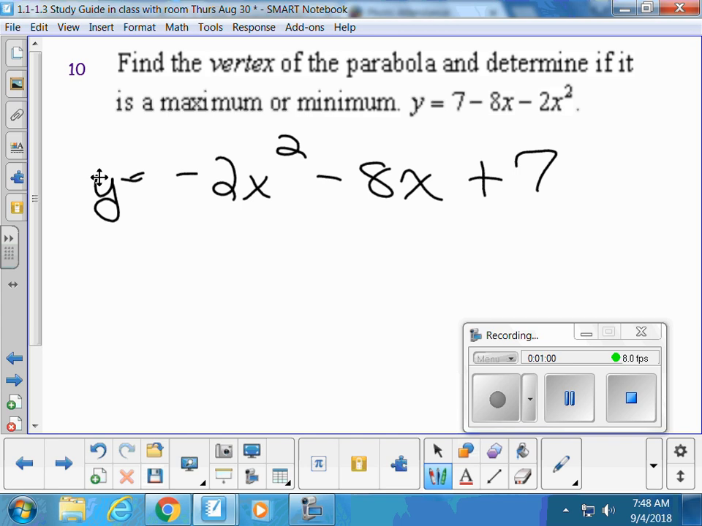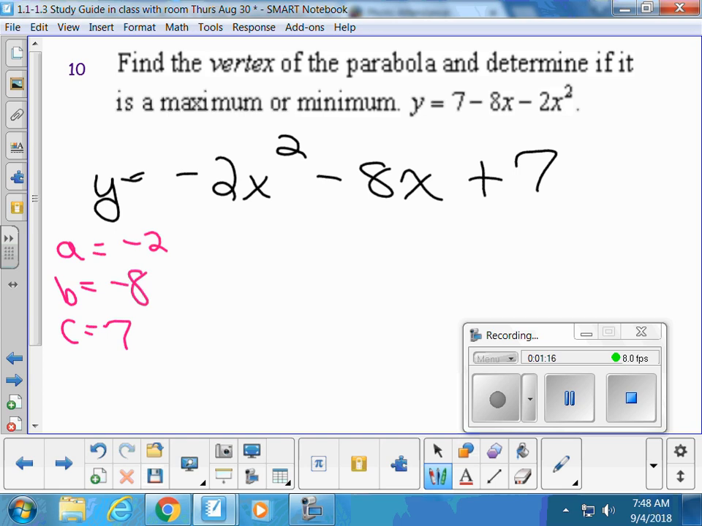It's also called standard form. So we're now in standard form. We've got an a value of negative 2. We've got a b value of negative 8. And we have a c value of 7. We don't actually need our c value to do the vertex in standard form.